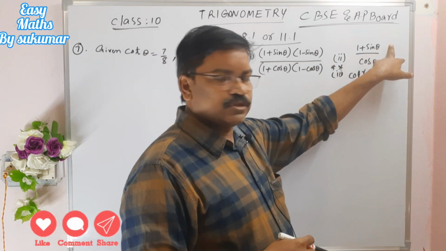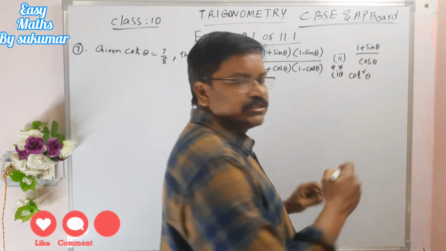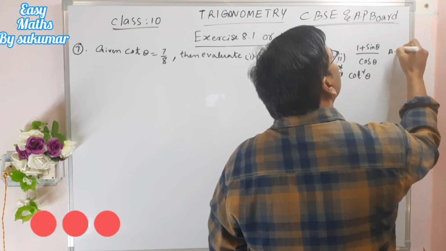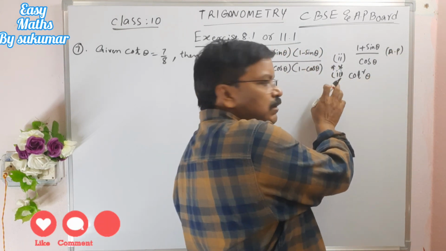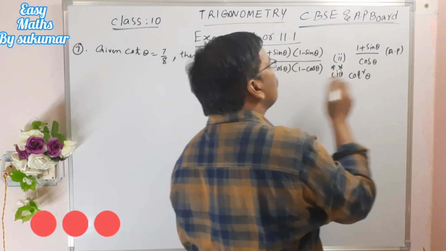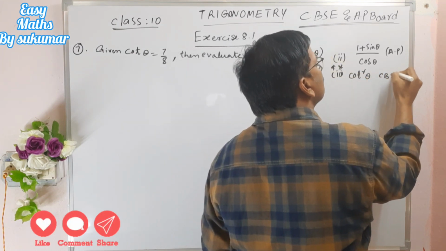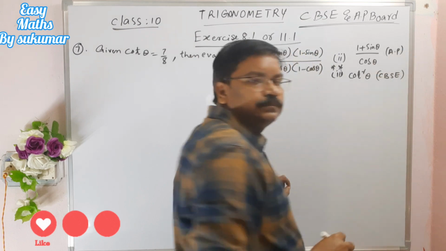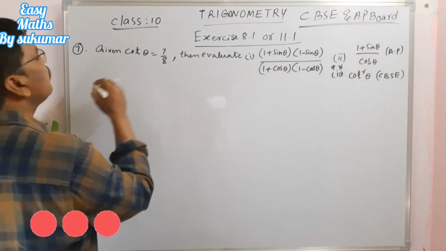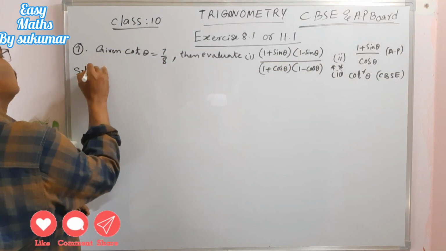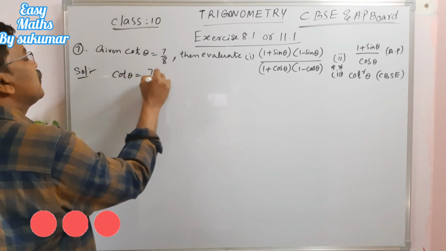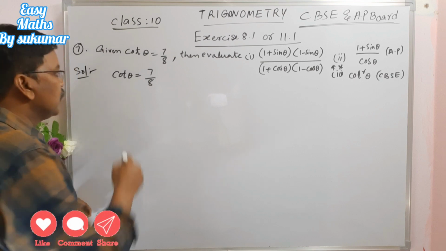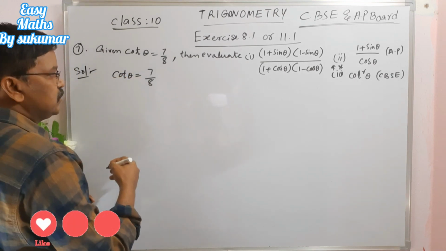Here in the second question, the 1 plus sin theta by cos theta bit is only given in AP board, but here in the second bit in the seventh question, this is given in CBSE students. Okay. See what is given here, my dear students. In this question, cot theta is equal to 7 by 8. Cot theta is 7 by 8.